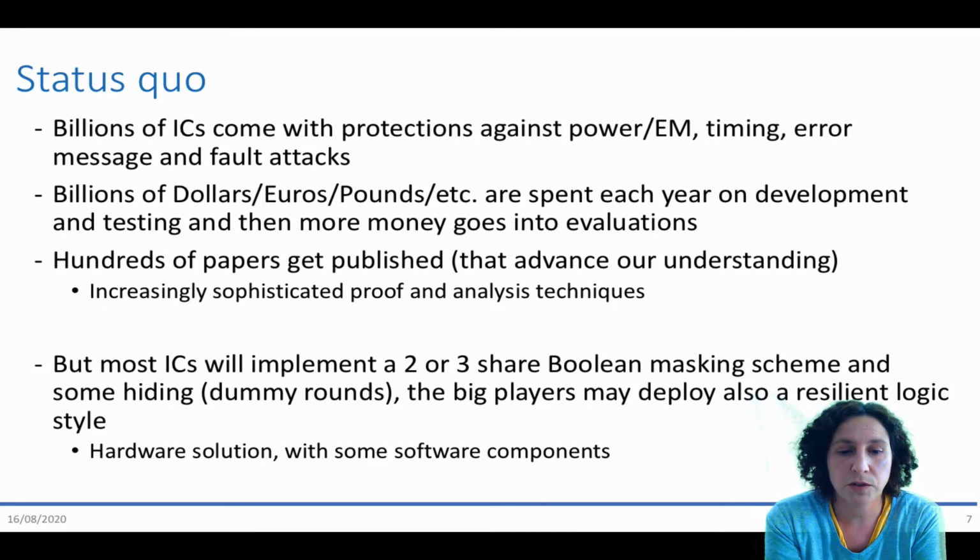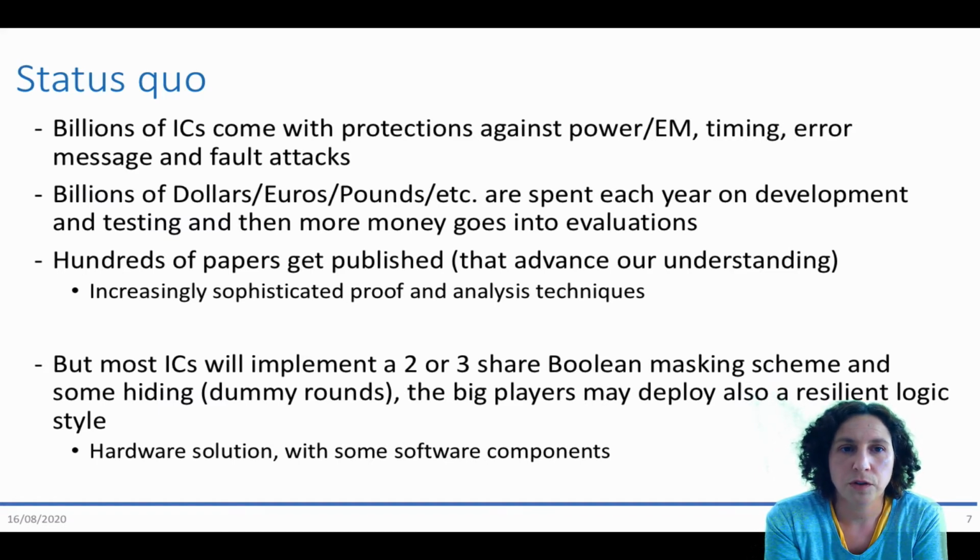We still have hundreds of papers published, some of which really advance our understanding and some of which are just plain confusing. But mostly the aim is to increasingly produce proof and analysis techniques which capture perhaps more practical devices or situations. So things are not getting easier in the papers that we publish. They are largely getting more complex.